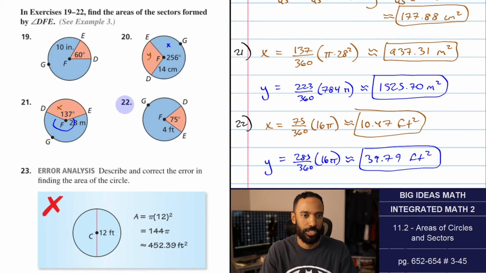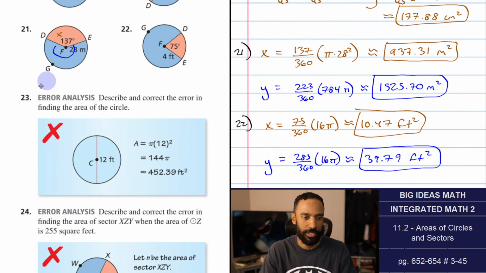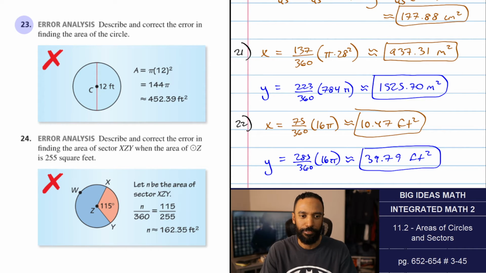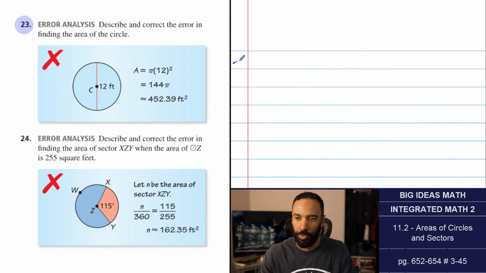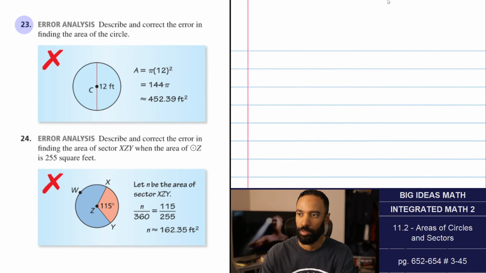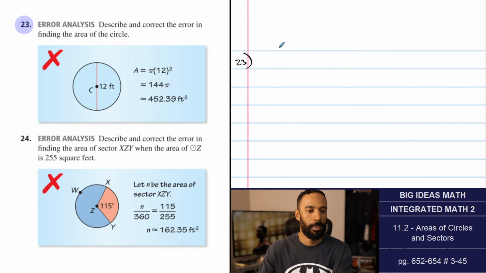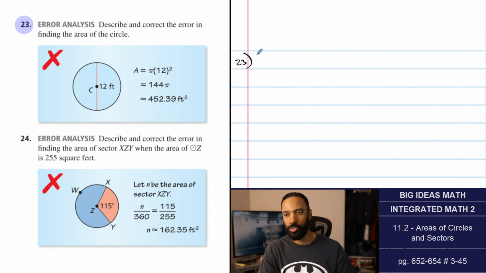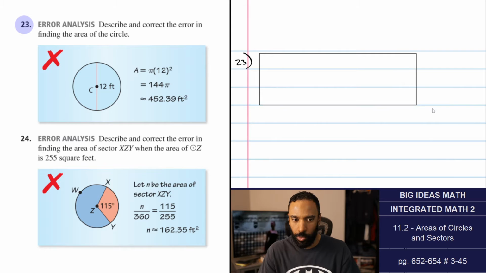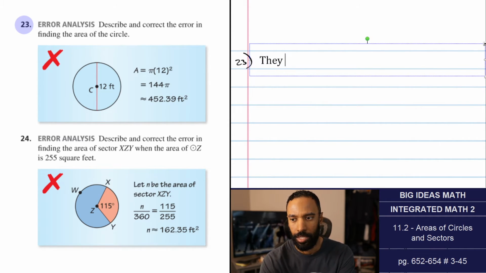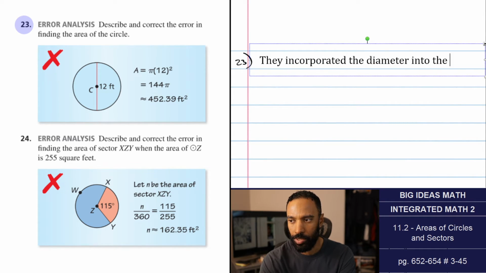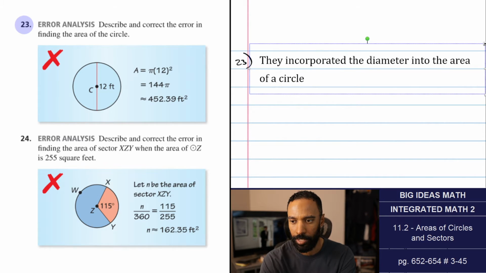Okay, let's get to the error analysis. Describe and correct the error in finding the area of the circle. Number 23. Don't want blue. Number 23. It looks like the diameter, this was kind of an error in the last one as well. It looks like the diameter is 12, but the area should be pi r squared, not pi d squared. They incorporated the diameter into the area of a circle formula when it should have been the radius.